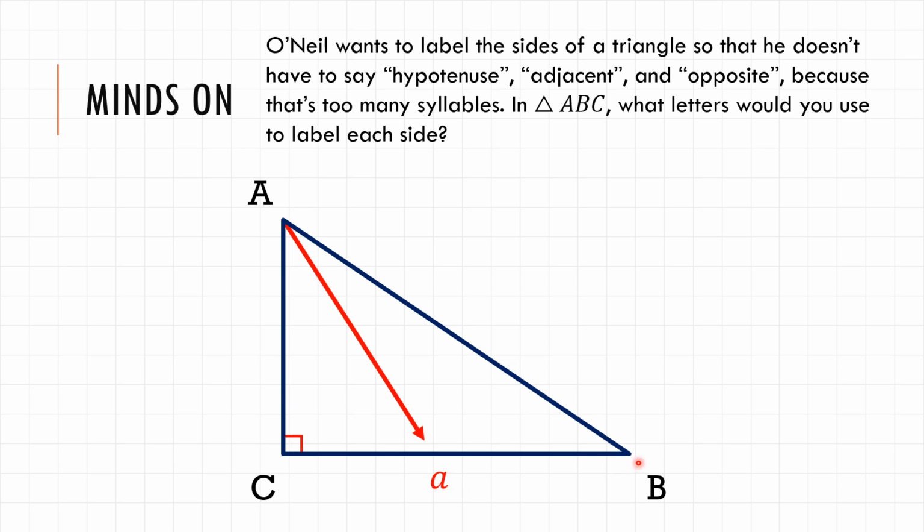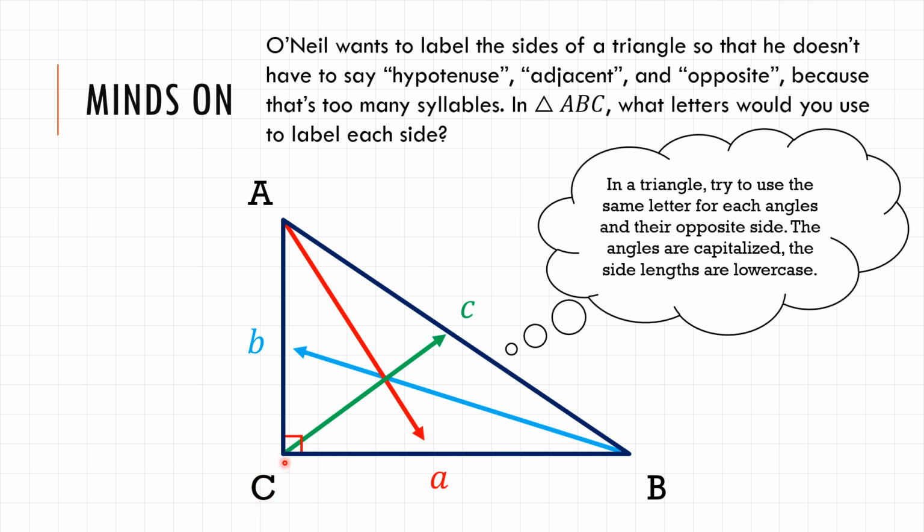And very similarly, angle B would be across from side B. And the hypotenuse in this case would be C, because it's across from the 90-degree angle, which we labeled angle C. And this is a general case for triangles. In triangles, we try to use the same letter for an angle and its opposite side. The angles are capitalized, whereas the side lengths are just lowercase.